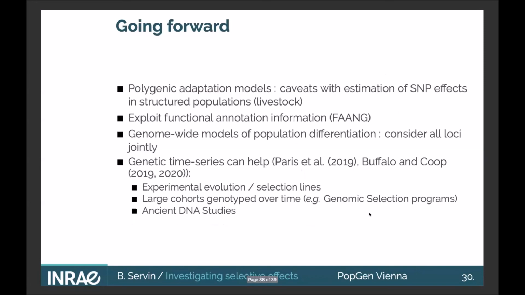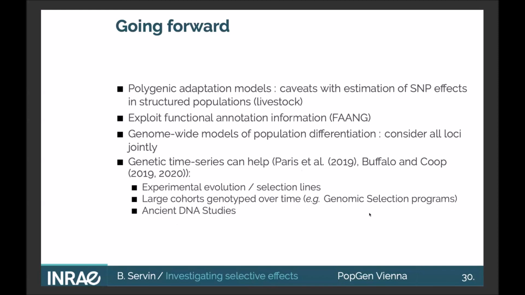So how do we go forward and try to do better? We could work with polygenic adaptation models. I've seen in your seminar you had a good talk about these models. But you have also, I think, heard that these models have problems when the estimation of SNP effects is biased due to structure. And in livestock, we have very structured populations, so it might be difficult to get very reliable individual SNP effects that can be used in polygenic adaptation models, although we will try. We believe that exploiting functional annotation information can be useful and can help in pinpointing the true causal variants and maybe the true gene. And we want to work on models that are genome-wide, where we consider all the loci jointly, not only for estimating the neutral model, but also for estimating the selection coefficient.